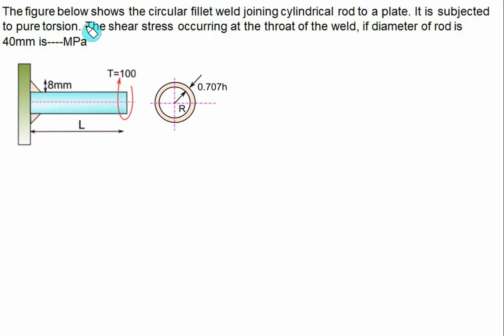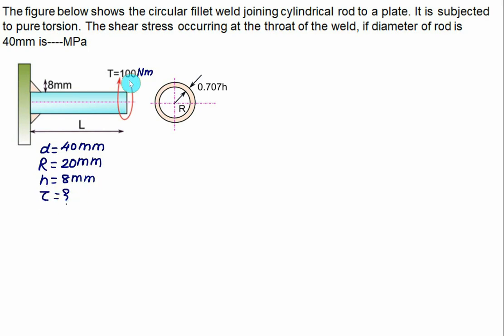The figure below shows a circular fillet weld of leg size equal to 8 mm subjected to pure torsion of 100 Newton meter. The shear stress occurring at the throat of the weld you have to find out, if the diameter of the rod is given as 40 mm. So this time the diameter D is equal to 40 mm. Therefore we have radius R equal to 20 mm. We have leg size h equal to 8 mm. Tau we have to calculate.